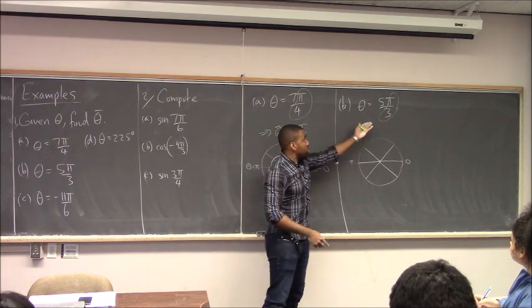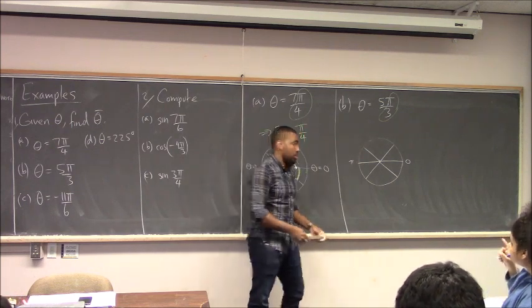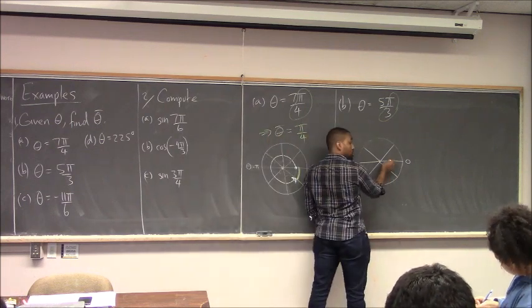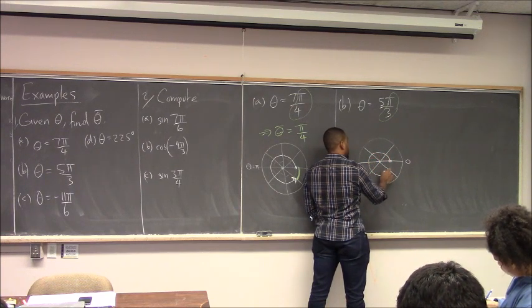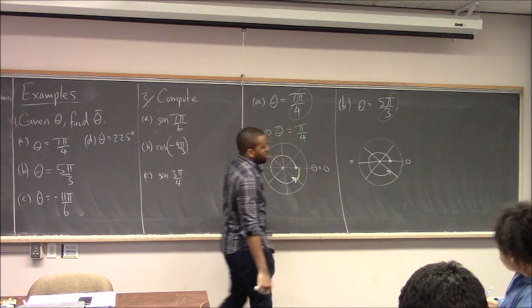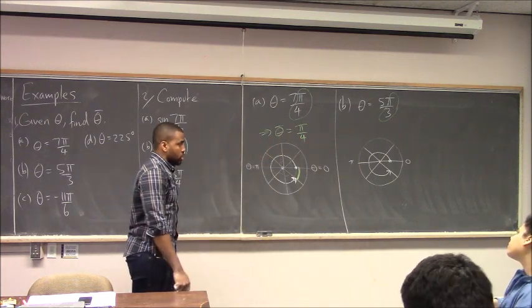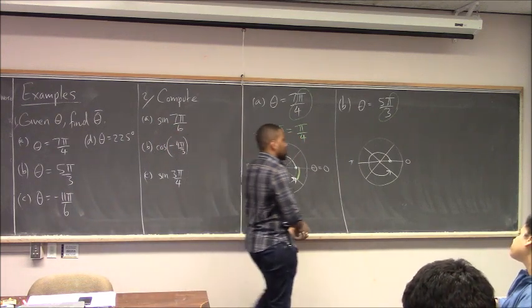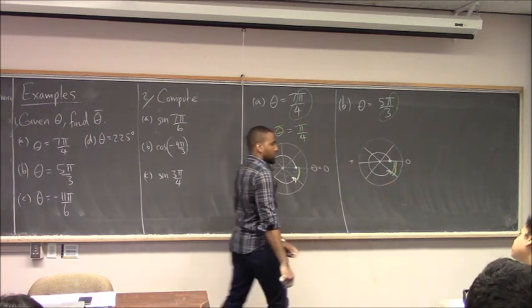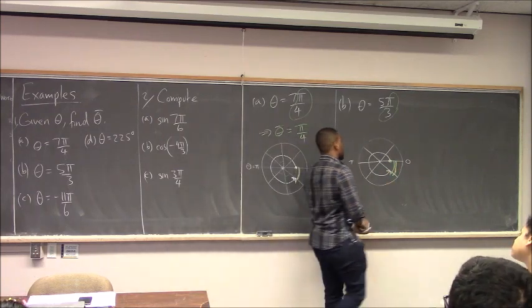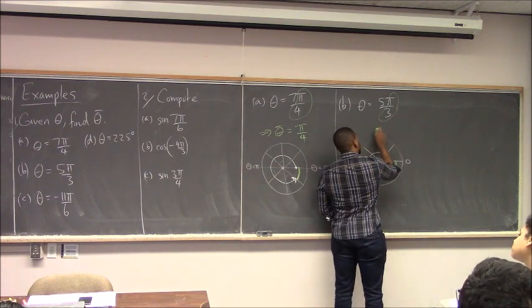What does 5 pi over 3 mean? Take 5 of these pieces. So you start here and you start counting. 1, 2, 3, 4, 5 also ends up over there. You'll notice that that's actually again in the first quadrant. The reference angle is of course going to be the smallest angle to the x-axis. That's pi over 3. Again, very obvious from the picture.